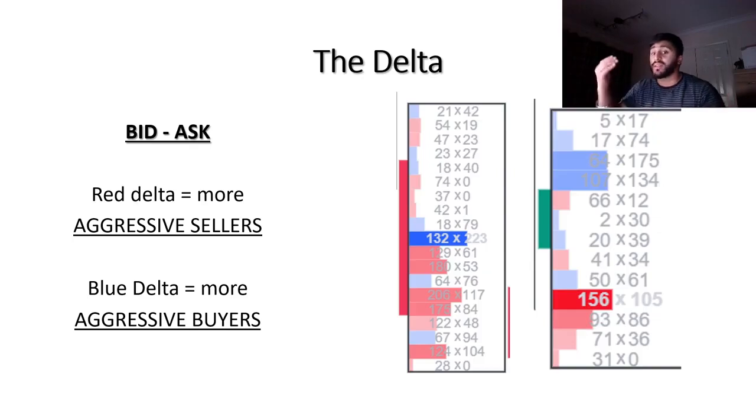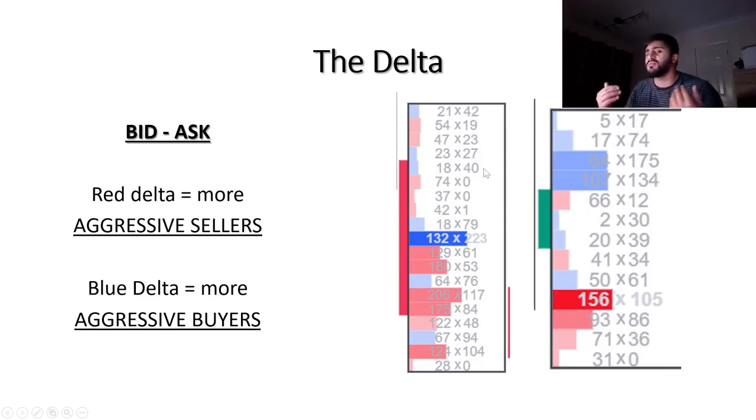There's the bid and the ask is a positive number, right? So the bid minus the ask is above 0. There's more aggressive buyers than there are aggressive sellers. And this tells us that, again, there's more aggressive buyers than there are aggressive sellers, right? That's the basic concept of delta.